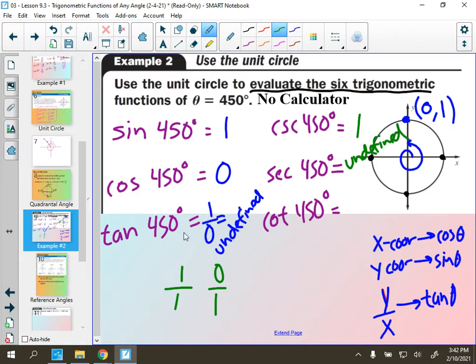Kind of interesting here, the tangent of 450 was originally undefined, but if I flip, reciprocal, this 1 over 0 becomes 0 over 1, which now is okay to do. 0 divided by 1 is 0. So that's what we ended up with: 1, 0, undefined, 1, undefined, 0. Okay, so there we go.